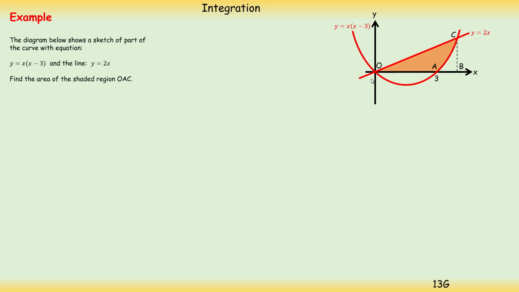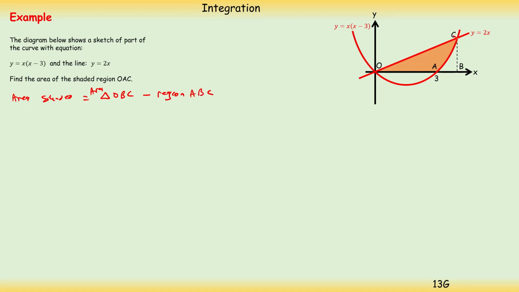So what I'm going to do to find that is I'm going to find the area of this triangle here. It's a right angle triangle, OBC, and I'm going to subtract this small region here. That'll give me my shaded region. So area of the shaded region is going to be equal to the area of the triangle OBC, minus the region ABC.